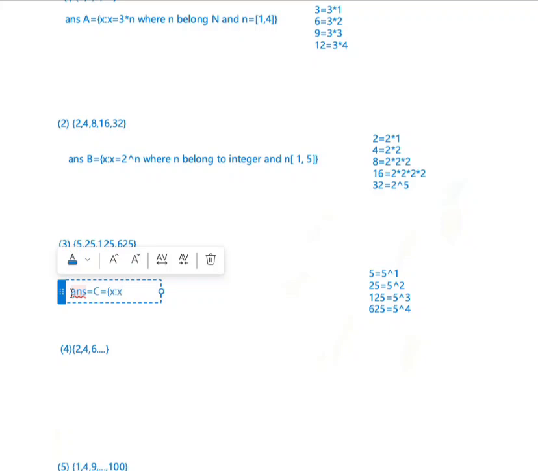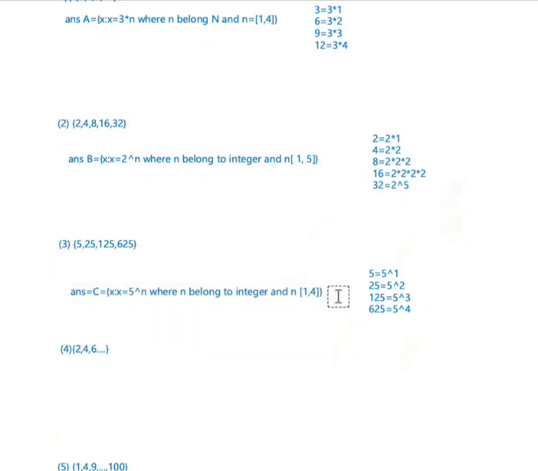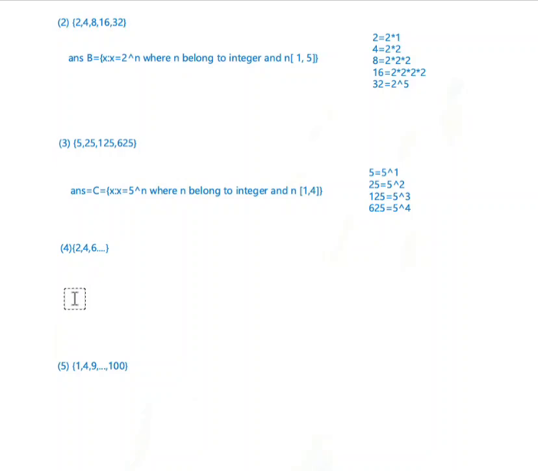So here we can write the answer C is equal to x, where x is 5 to the power n, where n belongs to integer, and the range of n would be 1 to 4, including all the brackets, because this is the 1 to 4 range.